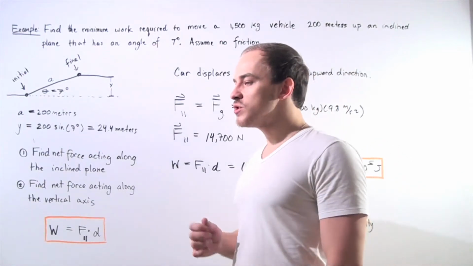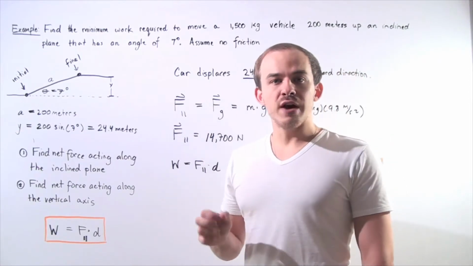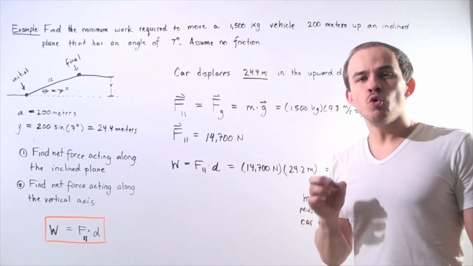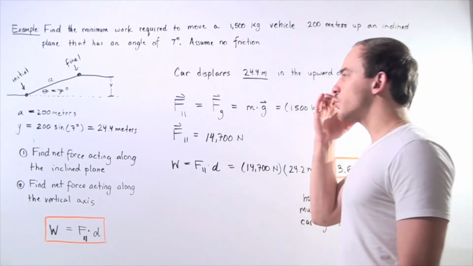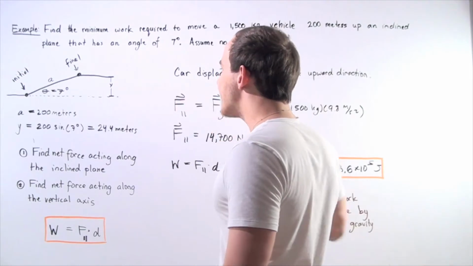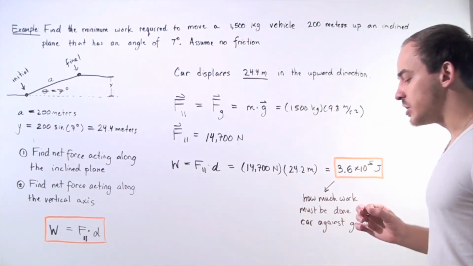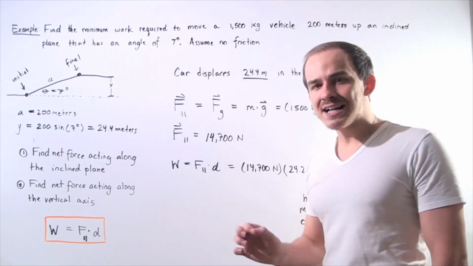So let's suppose that we want to find the minimum work required to move a vehicle with a mass of 1,500 kilograms 200 meters up an inclined plane that has an angle of 7 degrees with respect to our x-axis. So we're assuming there is no friction, and we're also assuming the net force acting on the car is constant.